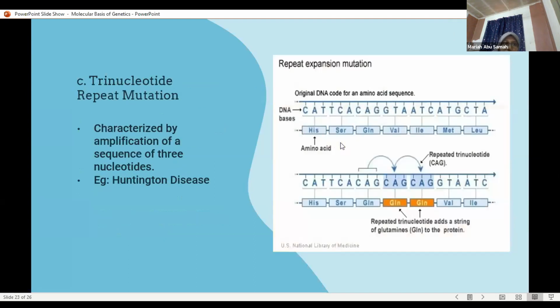The third gene mutation is trinucleotide repeat mutation. It is characterized by amplification of a sequence of three nucleotides. For example, in Huntington disease, there is repeated trinucleotide CAG. So this repeated trinucleotide adds a string of glutamines into the protein.